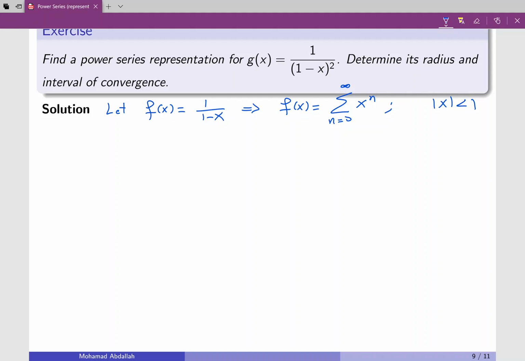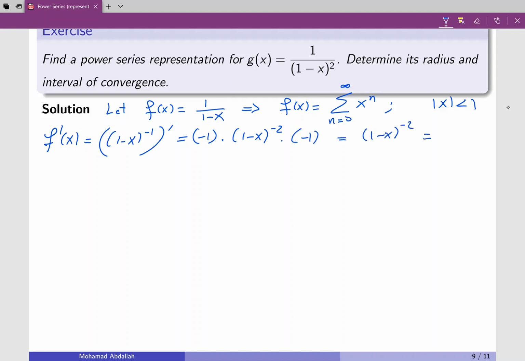Now, how can I get 1 over (1 minus x) squared from this? Well, let's take the derivative. What's f prime of x? If you find the derivative of this, you can use the chain rule. So this is -1 times (1 minus x) to the power -2 times the derivative of the inside, which is -1. So it's (1 minus x) to the power -2, which is 1 over (1 minus x) squared.